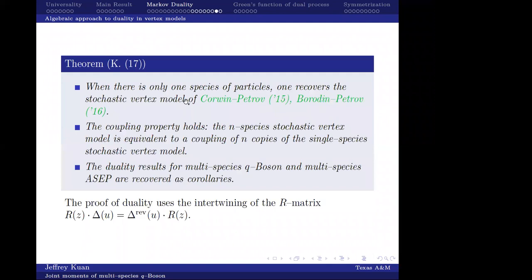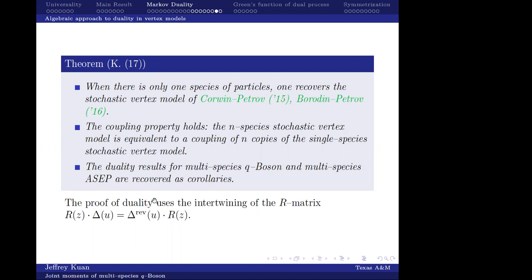And then, so when there's only one species of particles, n equals 1, you recover previously studied models. So that's not really that immediate either. So you have to do some calculations to verify this. And you can also view this model as n coupled copies of single species models. And then if you take degenerations to q-Boson and ASEP, you get the dualities I mentioned before as corollaries.